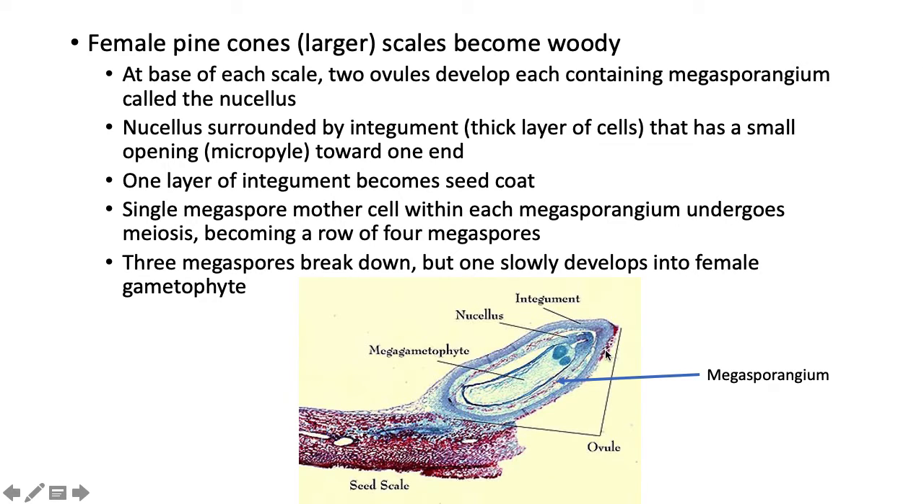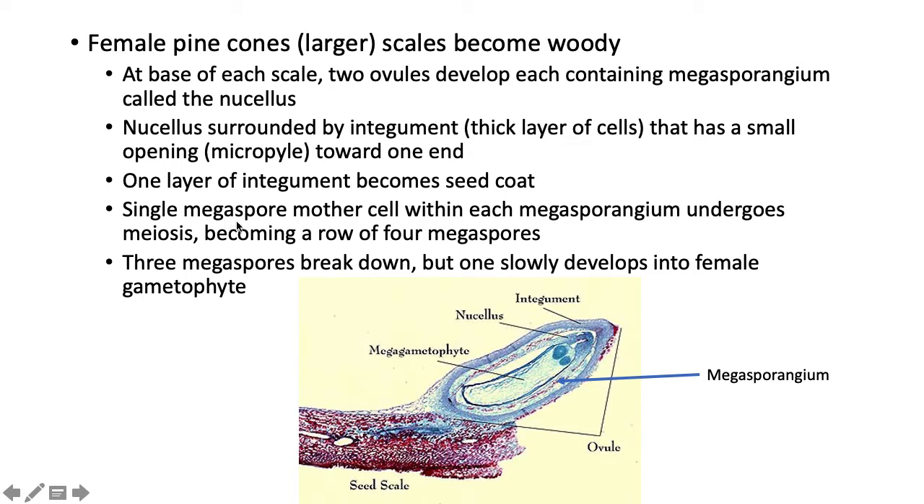So if we take a look at this picture here, it says at the base of the scale, we have two ovules that will develop into the nucelli, and you can see that here, one and two. And then the nucellus is surrounded by an integument layer, so this outer layer right here. It does have a small little opening here called the micropyle, I don't know how to say that actually. This integument will become the seed coat.